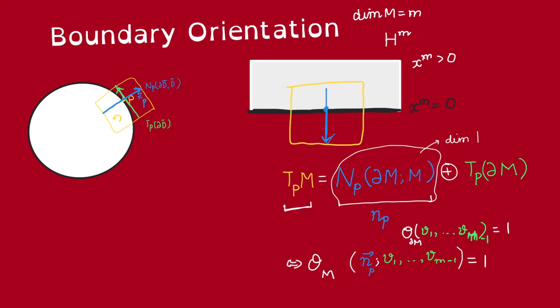Next, we're going to look at a specific example of this, the boundary orientation on a homotopy space.